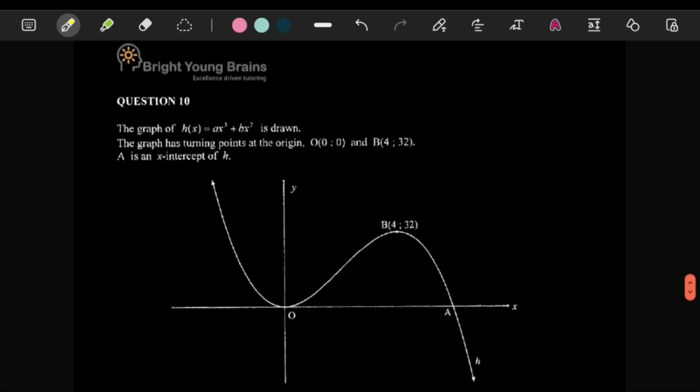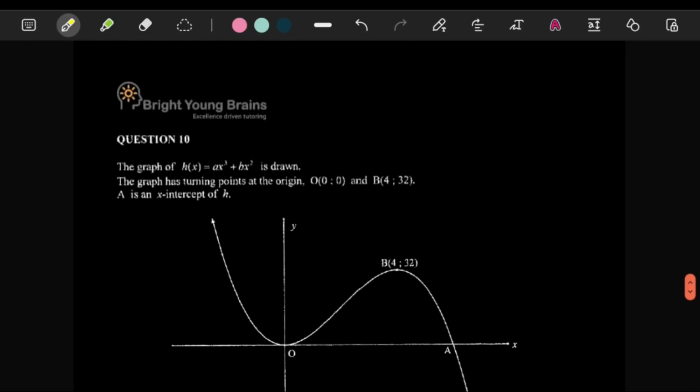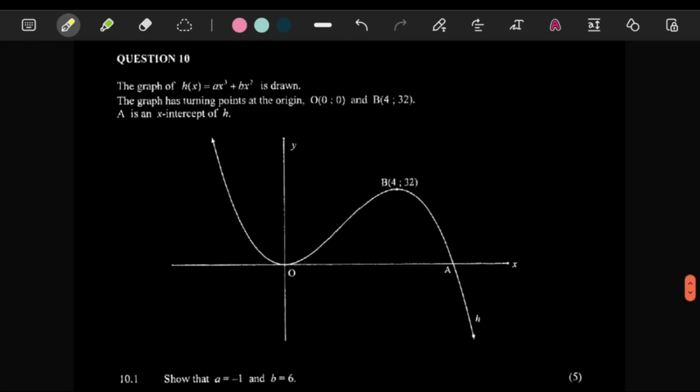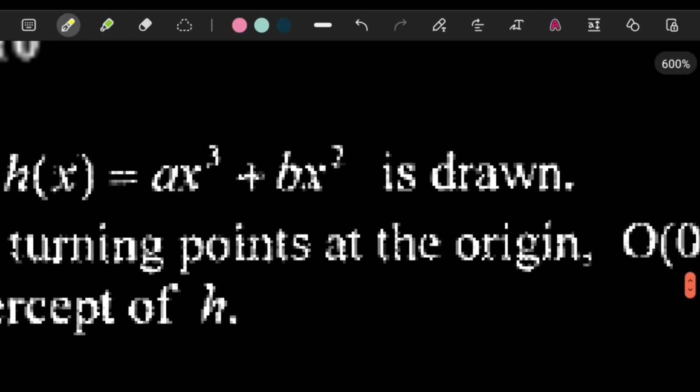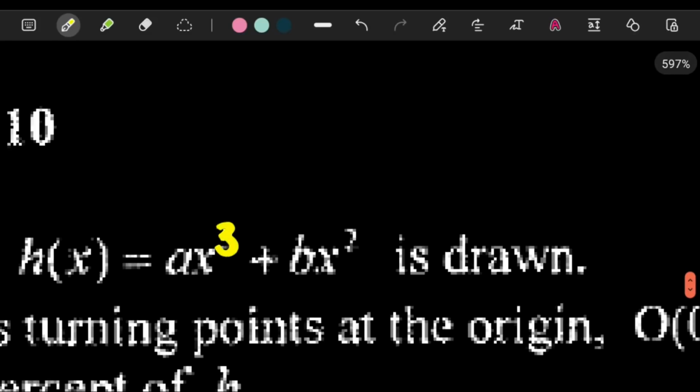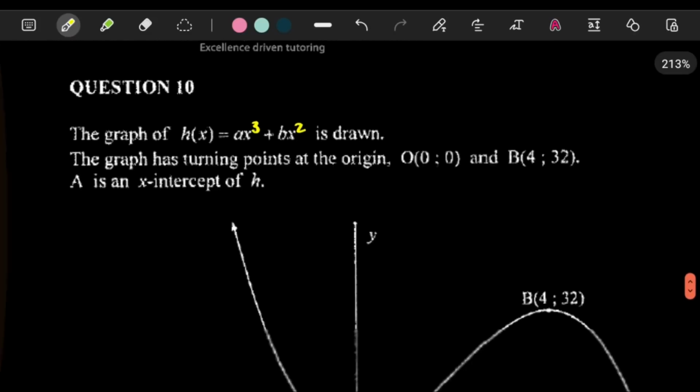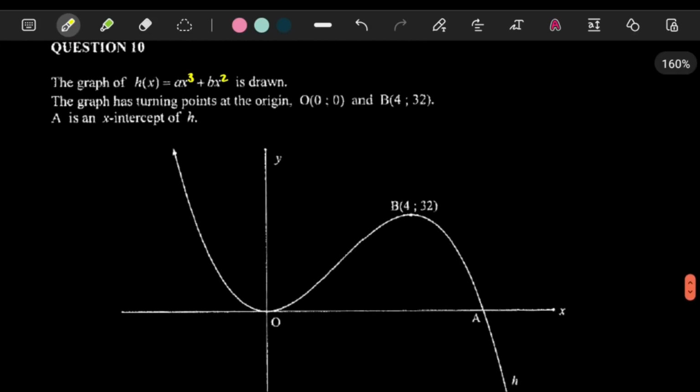Question number 10. They want 5 marks. So they said, this is the equation of the cubic function. This is a basic one, you know? Such a basic question. So as I'm looking at this paper, so far the verdict is that this paper was pretty straightforward. Nothing crazy here.